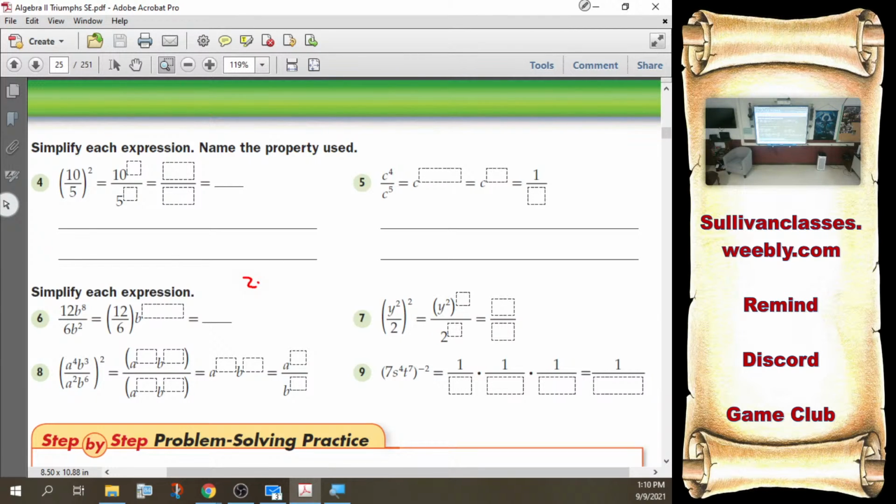So what are these lines for? Just extra room? Name the properties used. Oh, okay. So you use the 2 on both of them. That's rule 7. So just say number 7. Okay. And then, whenever I have an exponent over an exponent, oh wait, we didn't even do that.